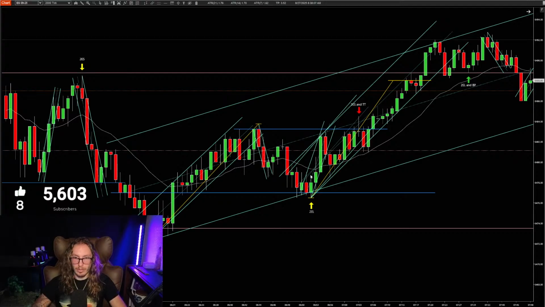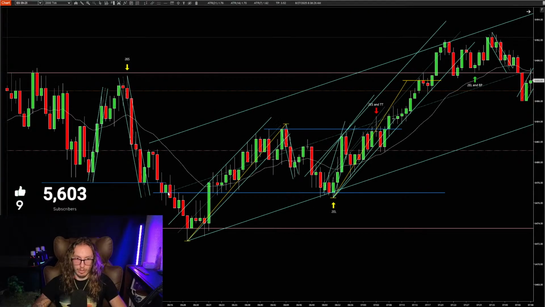Comes down. There is a second entry long here. So at this point, you have a pullback, first entry, pullback. This makes an equal low. So this is a second entry long above this, but that's a little sideways. You wouldn't really know for sure that there's a trend line here at this point. So it's a little bit dicey.